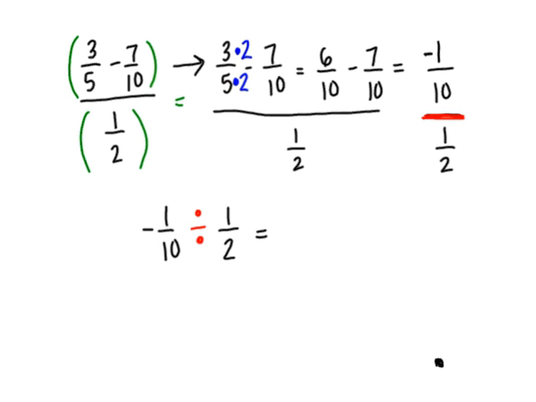So what it tells me I can do is say negative 1/10. Remember, the rule tells you to flip the second and change it to multiply. Now I can reduce. 2 and 10 share a common factor of 2. 2 goes into 2 one time, and 2 goes into 10 5 times. So my answer here would be a negative 1/5.